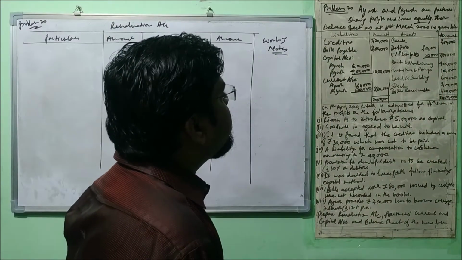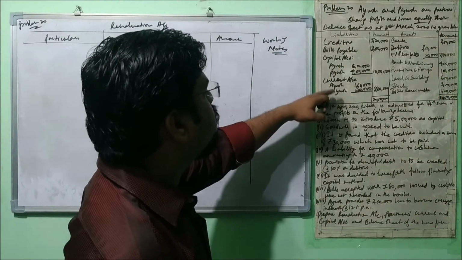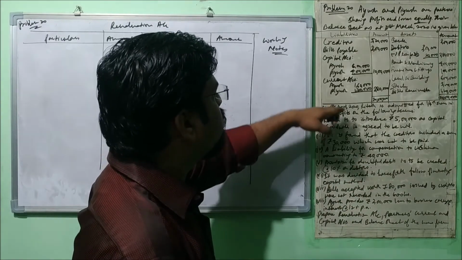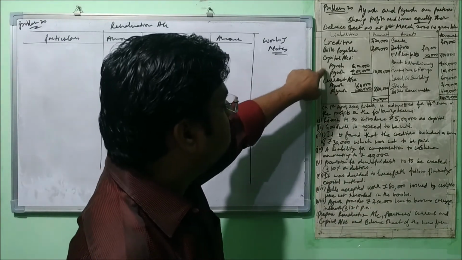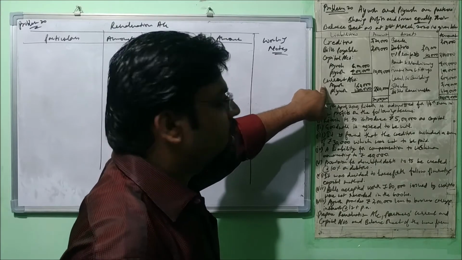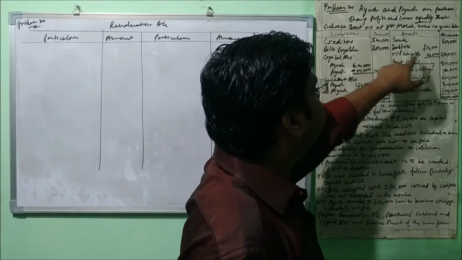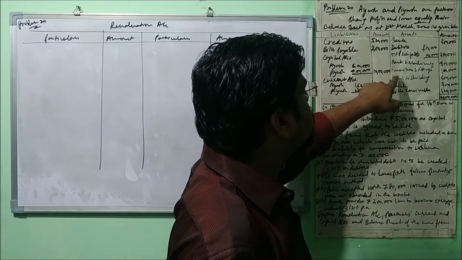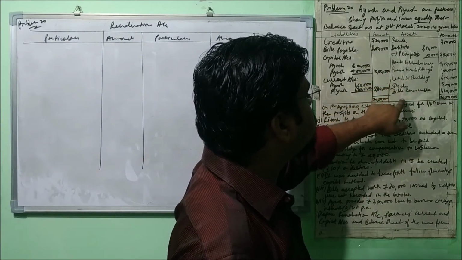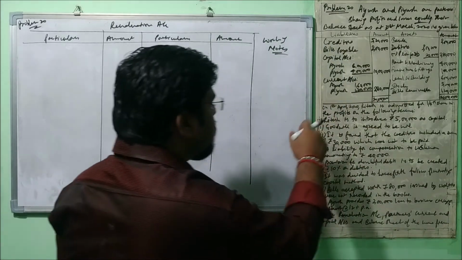On the liability side we see creditors, bills payable, capital accounts of Ayush and Piyush, and current accounts of Ayush and Piyush. See, capital and current both are given. It means they are maintaining the fixed capital method. Understood? Okay. Then bank, debtors, provision for doubtful debts, plant and machinery, furniture and fittings, land and building, stock, bills receivable. Fine. Now let's read further.